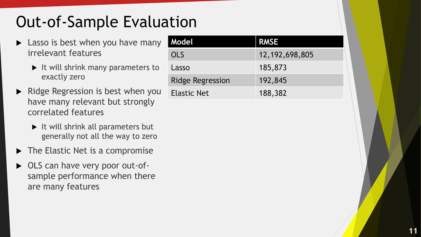The elastic net is a compromise between the two of them. You may have many features that you think are relevant, but not all of them. And if that's the case, the elastic net might be the way to go. Very importantly, you see from this example that OLS can have very poor out-of-sample performance when there are many features. This is something you should always be cautious of when you're constructing models.